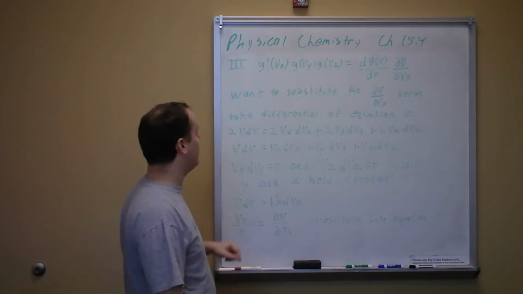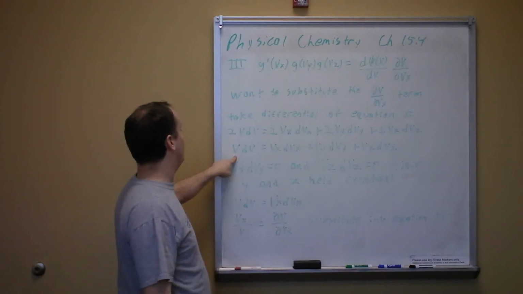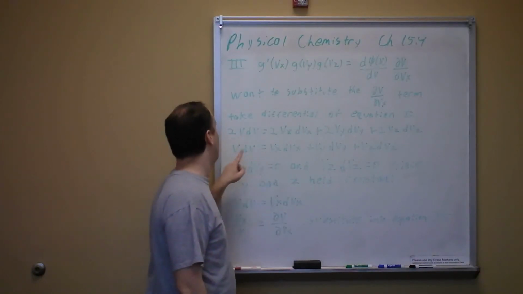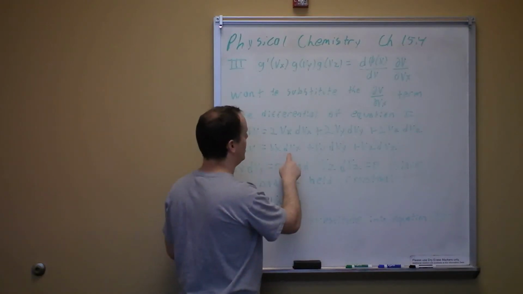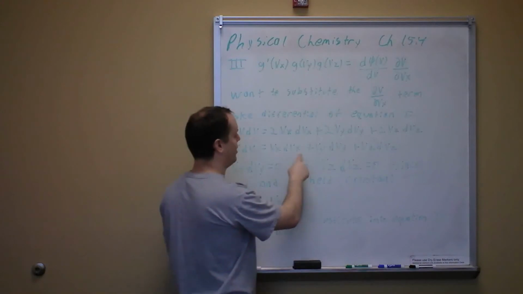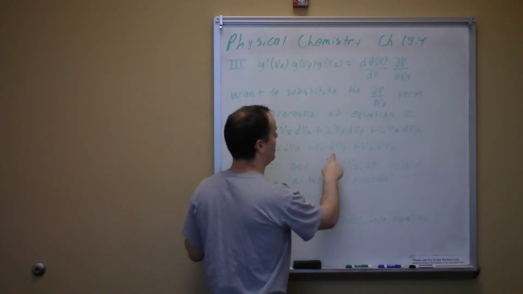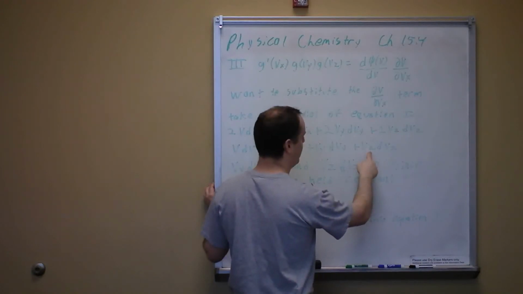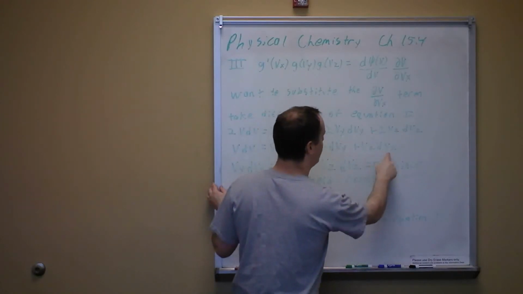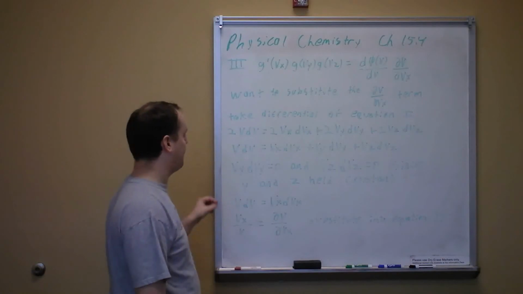Obviously the 2's cancel out, so that just gives us that the speed times the differential of the speed is equal to the x component of velocity times the differential of the x component of velocity plus the y component of velocity times the differential of the y component of velocity plus the z component of velocity times the differential of the z component of velocity.